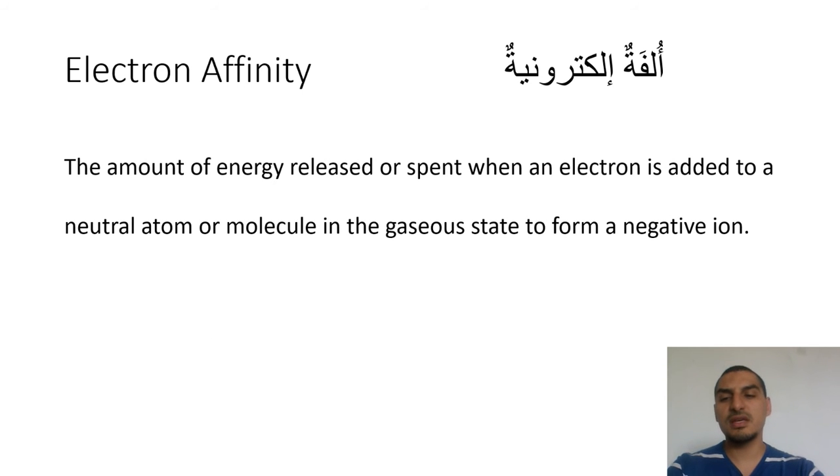So the electron affinity is the amount of energy released or spent by the atom when an electron is added to a neutral atom or a molecule to form a negative ion. If you think about it, this is the opposite of the ionization energy, or the ionization potential, that we discussed in the previous chapter. The ionization energy is the amount of energy that I need to give to the atom so that it will kick out the outermost electron. Here it's the energy that will be released by the atom when it takes one more electron.